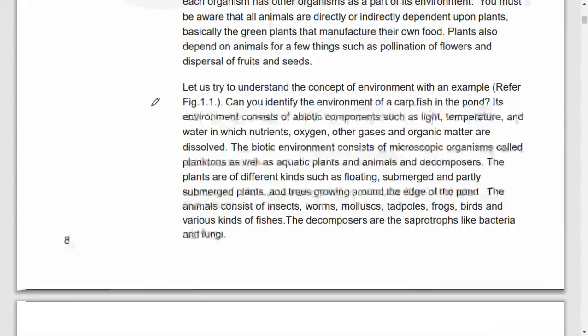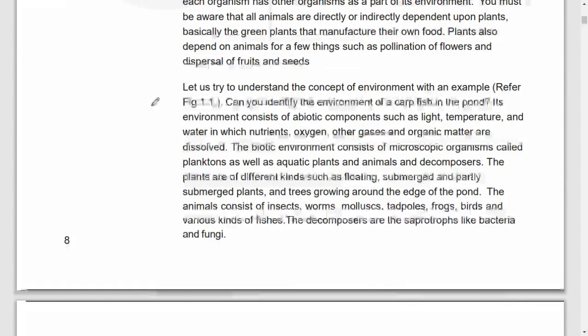Refer to figure 1.1. Can you identify the environment of a carp fish in the pond? Its environment consists of abiotic components such as light, temperature, and water, in which nutrients, oxygen, and other gases and organic matter are dissolved. The biotic environment consists of microscopic organisms called planktons as well as aquatic plants and animals and decomposers. The plants are of different kinds such as floating, submerged, and partly submerged plants and trees growing around the edge of the pond.